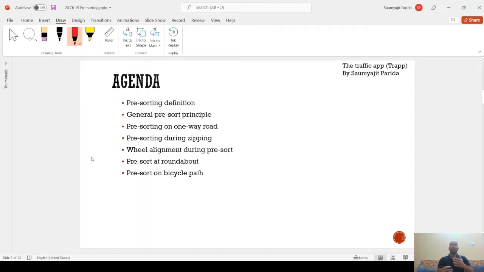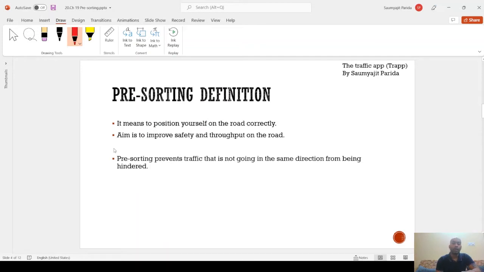This is going to be a very short video, but one question is surely expected from the chapter pre-sorting. So please be careful and know all the facts. Okay, what does the terminology pre-sorting mean?